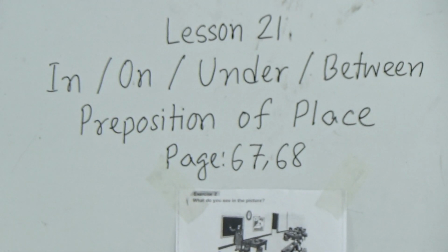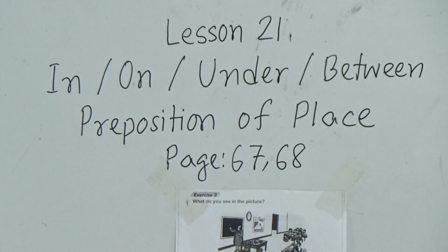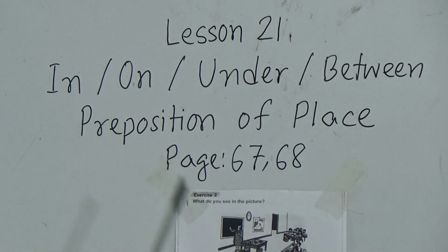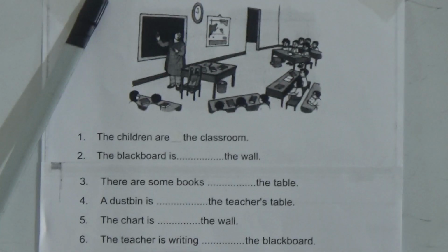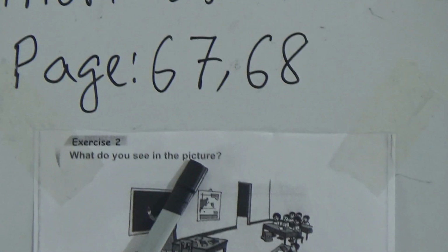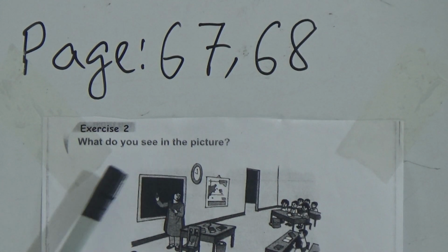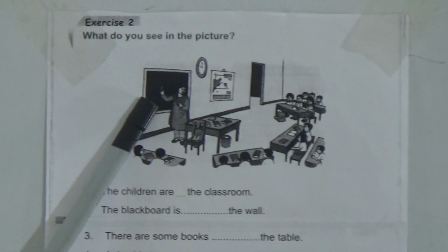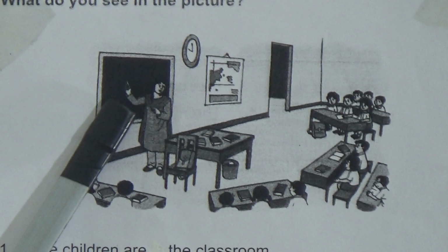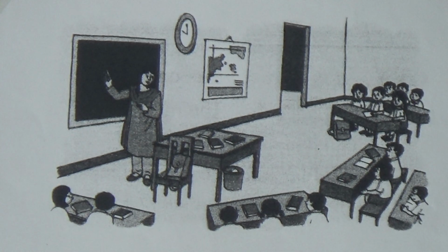Now in our previous class we have discussed the preposition of place and where we can use in, on, under or between. Now we will do exercise number 2. And what is the instruction? What do you see in the picture? It is page number 67. So all of you take your book and look at the picture. What have you seen in the picture? Now look at your book. There is the picture, a colorful picture.